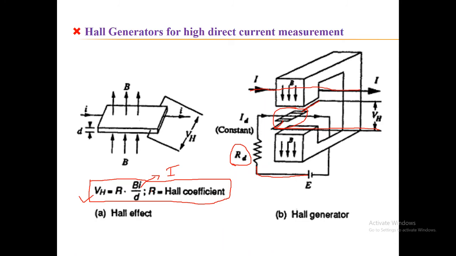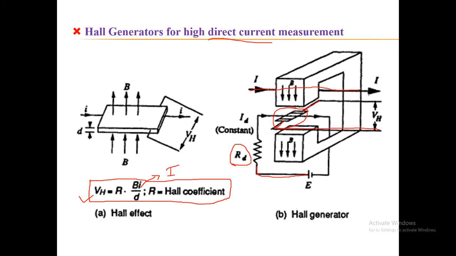So Hall generators can be used for the measurement of unidirectional, alternating and impulse currents also. With proper design of the Hall element dimensions and the addition of a compensating circuit, the bandwidth of Hall generators can be increased to 50 MHz. So such a device can be used for the measurement of post arc current and unidirectional impulsive currents. They are not restricted to the measurement of direct current; you can also measure post arc currents as well as unidirectional impulse current with the help of these Hall generators.